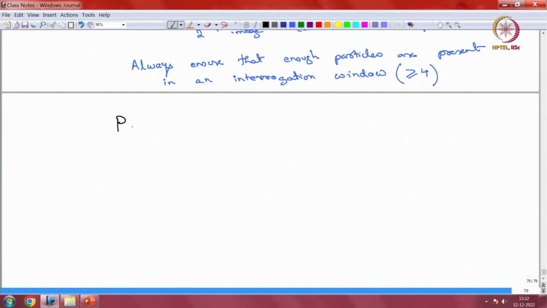Hello and welcome back. So we are discussing particle image velocimetry techniques, and we had discussed quite a bit on image processing issues related to that. Today what we want to do is look at some of the issues that come up after, in the post processing of PIV data.